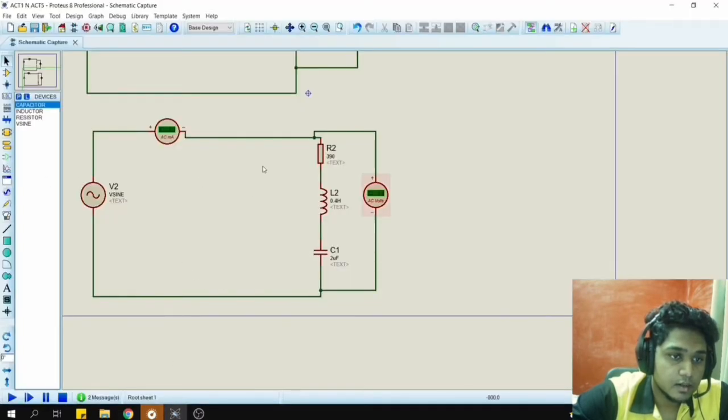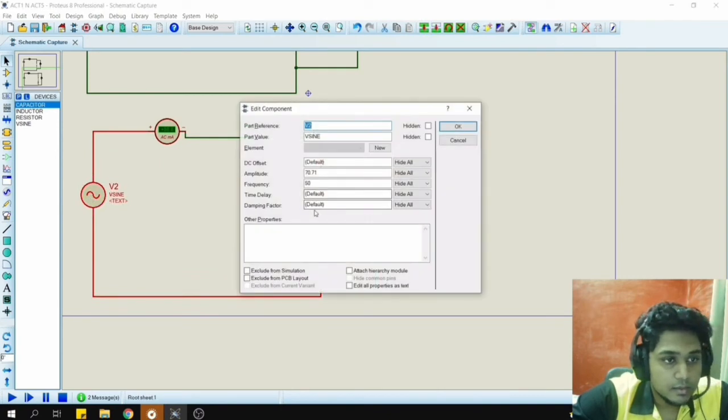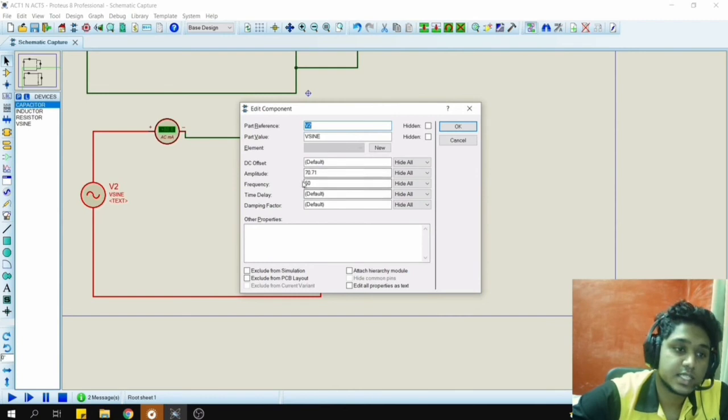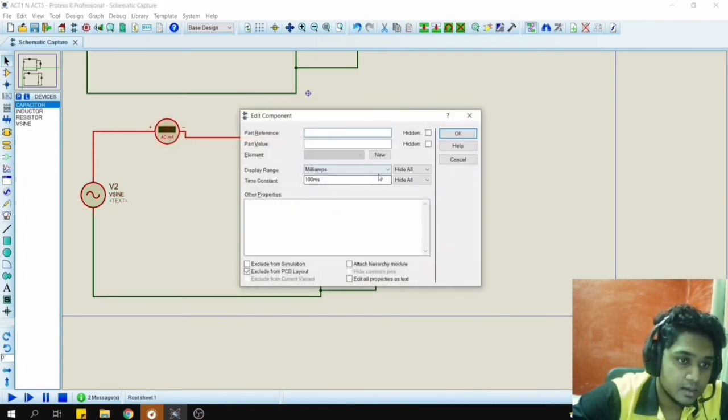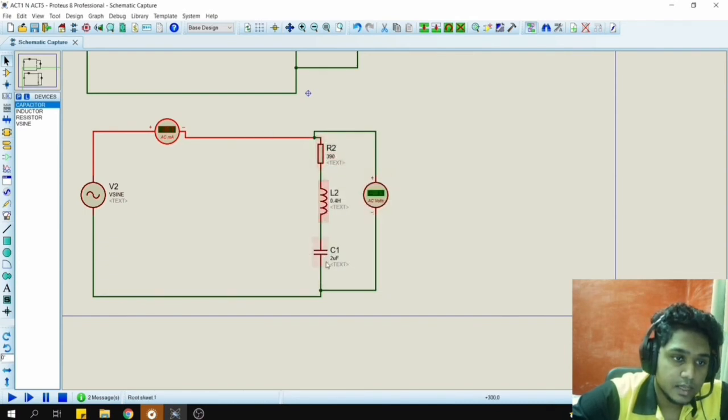So this is the circuit in Proteus, and the AC input source has been set to 70.71. This is because 50 times square root 2 is 70.71, and the frequency is at 50 Hz. We are using a sine voltage source. There's the AC ammeter connected, which has been set to milliampere. A generic resistor, a generic inductor, and a generic capacitor. And the AC voltmeter has been set in parallel to the load to measure the voltage.